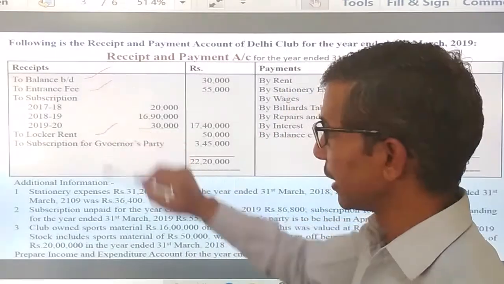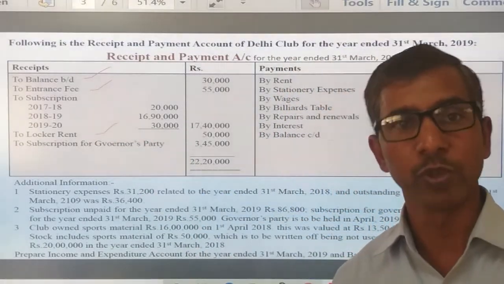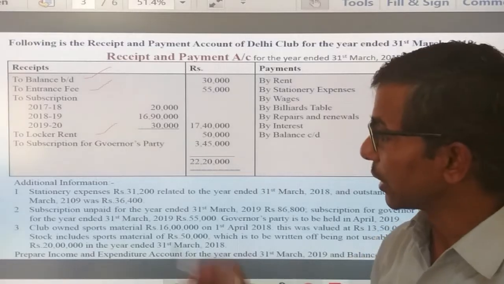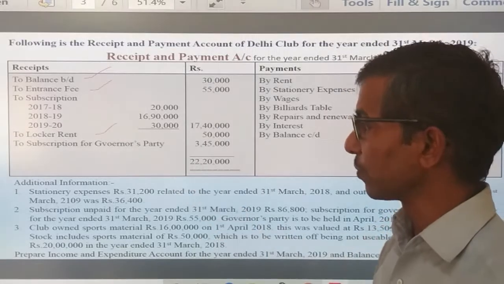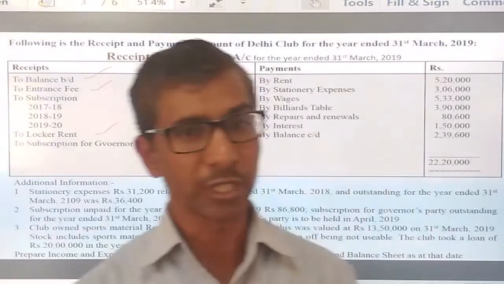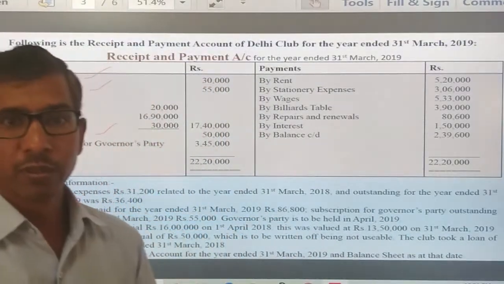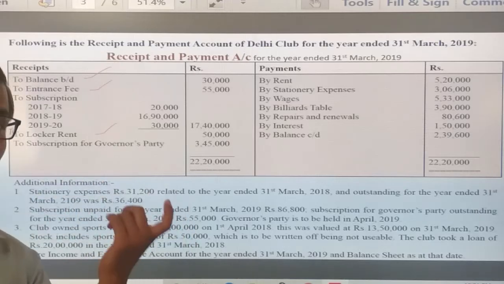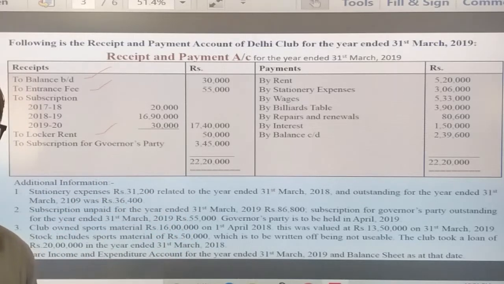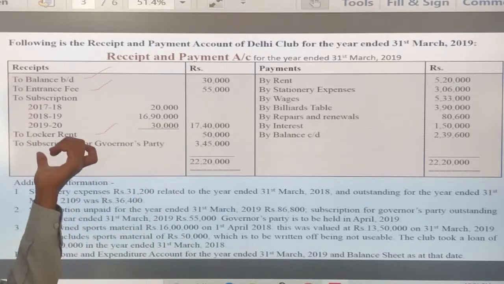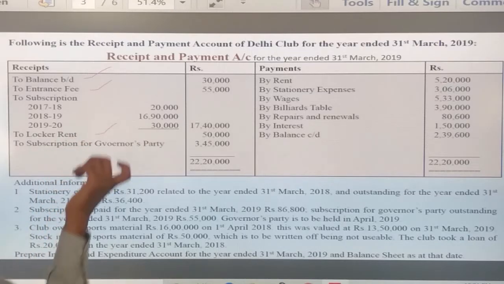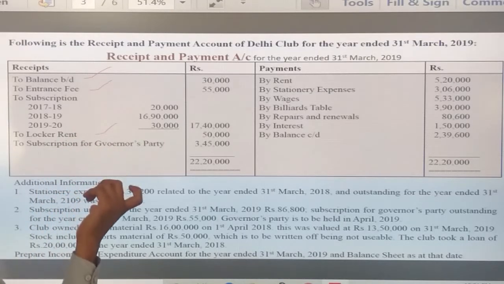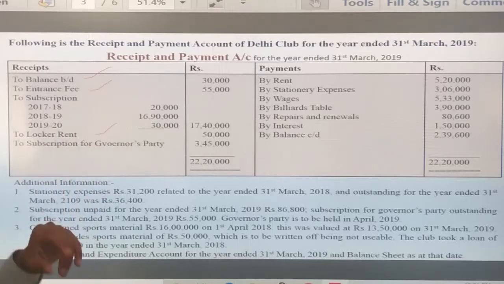And workers rent, that is also the revenue nature item, so it will come in income and expenditure. And subscription for governors party, this depends on the organization of governors party, means when the governors party will be held, on that date it depends whether it is capital nature or revenue nature, means it will come in balance sheet or it will come in income and expenditure account.